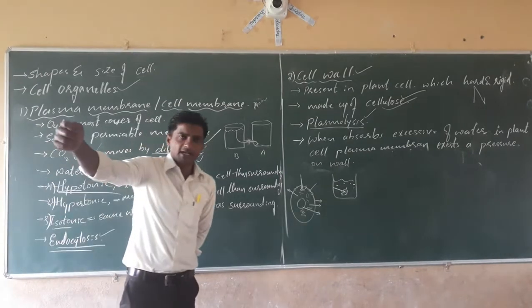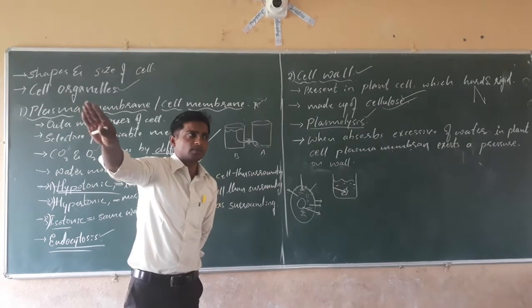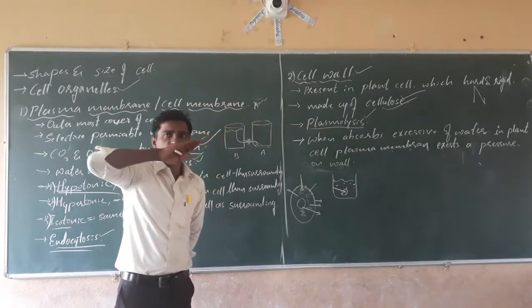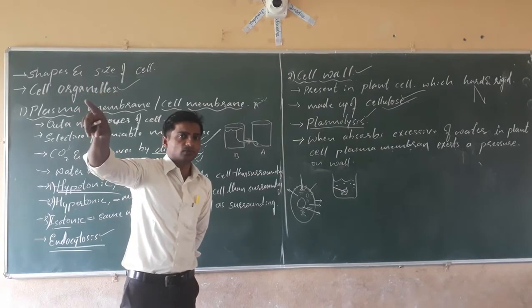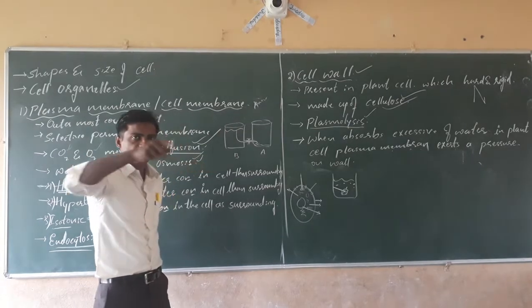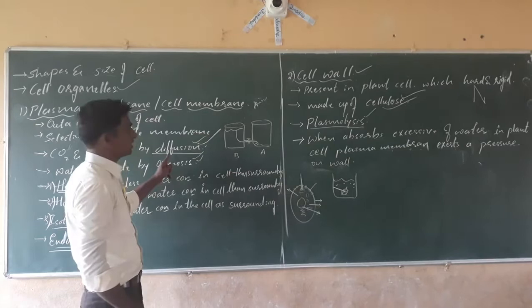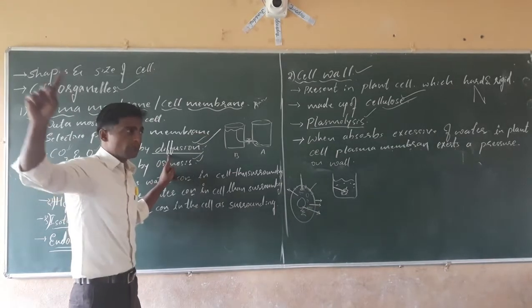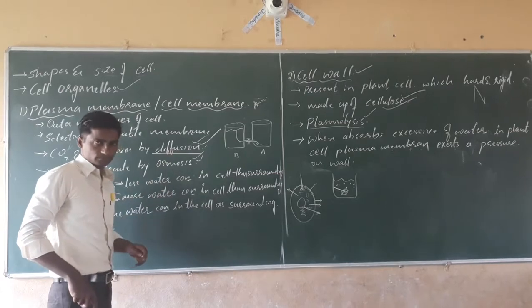When you open a scent bottle at a corner, whatever the smell is there, that will be spread throughout the room. Inside the scent bottle, the scent concentration is more. From there, it will be spread throughout the room. That is, from higher concentration towards the lower concentration, that is nothing but diffusion. The movement of molecules from higher concentration towards the lower concentration is called diffusion.